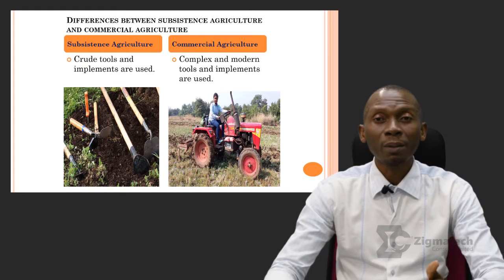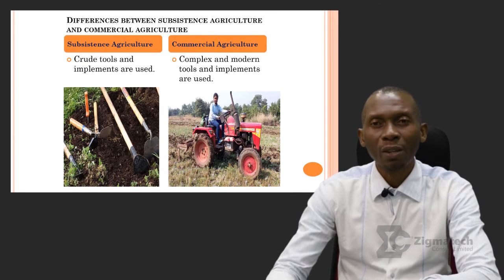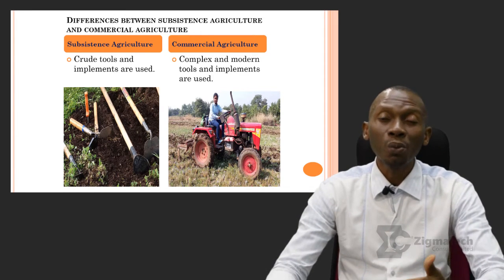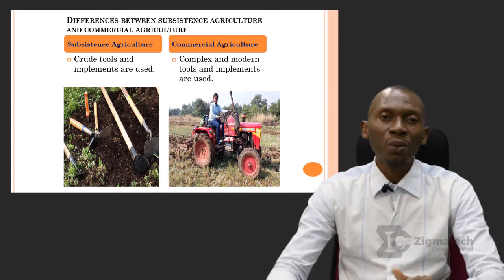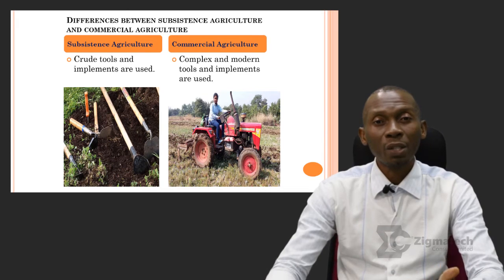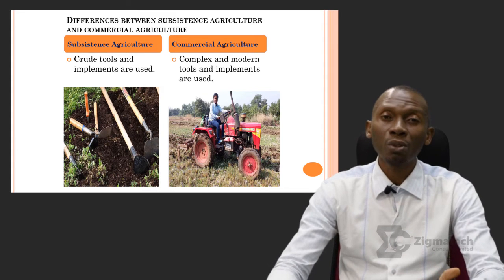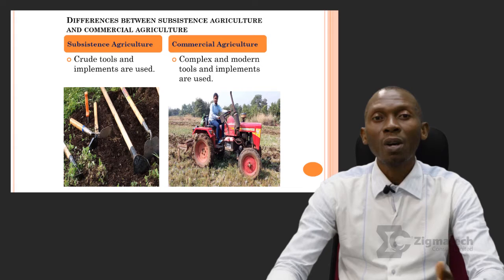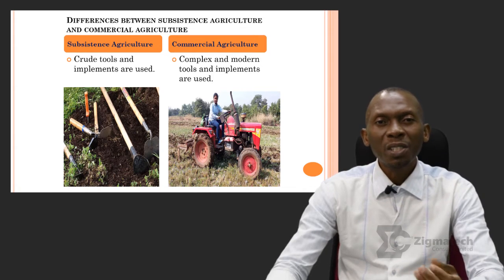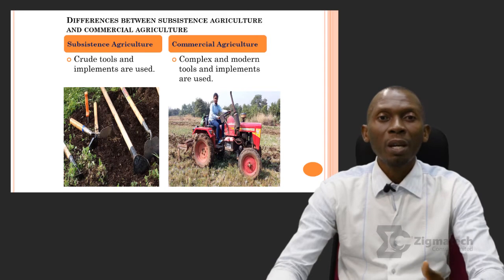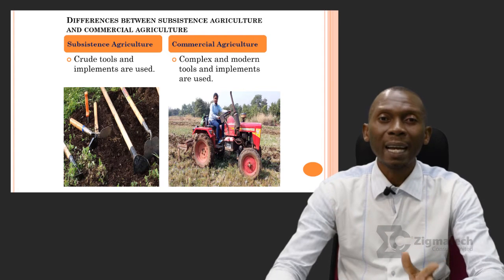Another difference between subsistence agriculture and commercial agriculture has to do with the tools, equipment or machinery used in the course of cultivation. For subsistence agriculture, crude tools or implements are used, and examples are the hoe, the cutlass and the machete, which are just simple tools used because, remember, we said it involves a small scale of land.